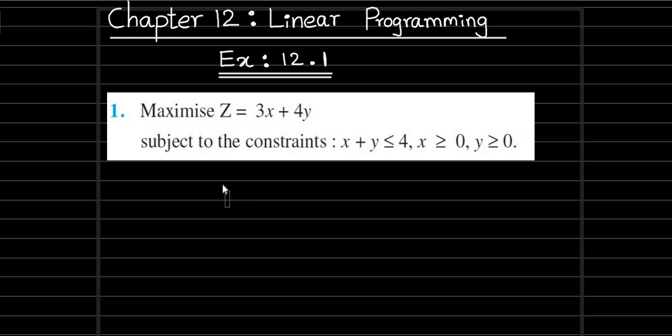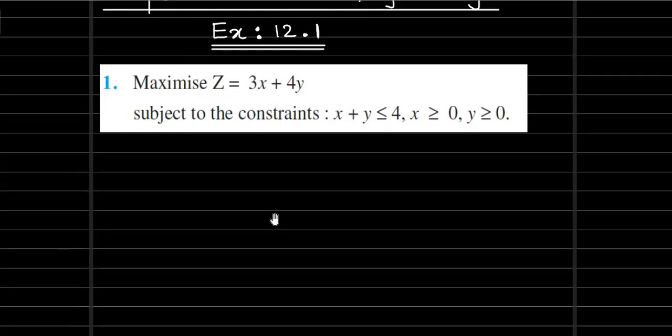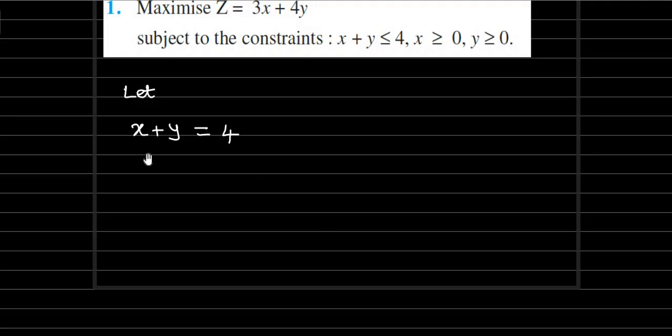So here, using the constraints, we have to find out the common solution. For our convenience, I'm going to take the given inequalities as equations. So let x plus y equal to 4. Now this linear equation gives you a straight line in a graph. To draw the straight line, we need a minimum of 2 points. So I'm going to take the 2 points.